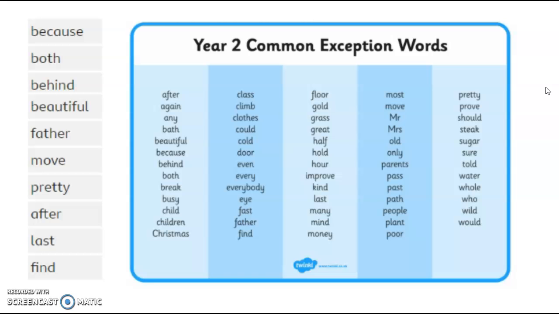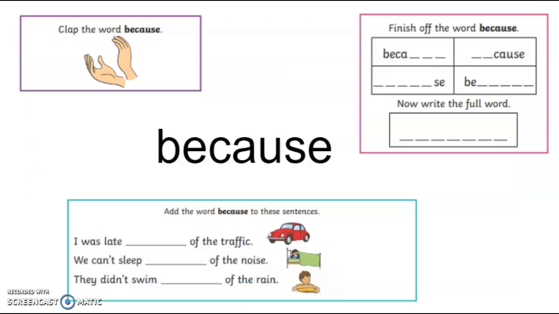So, yesterday you should have done an activity on the BBC, and today we're just going to continue practicing some of these. And these words down here, these common exception words, will be your spellings for the week, for your spelling test next week. So, I'm going to just show you an example of some of the activities that you can do to practice learning how to spell them.